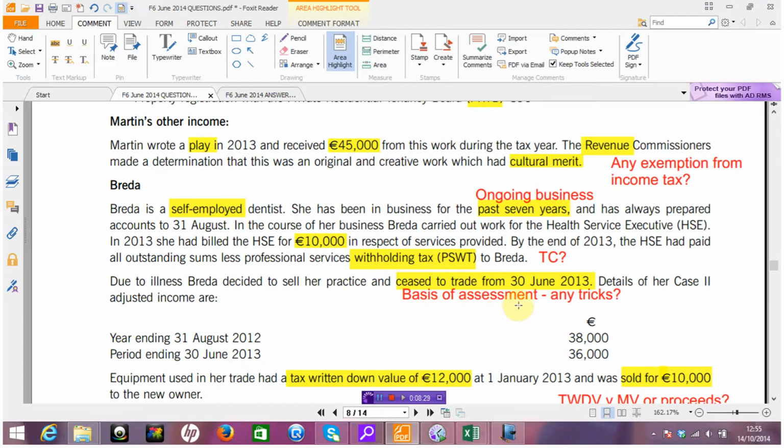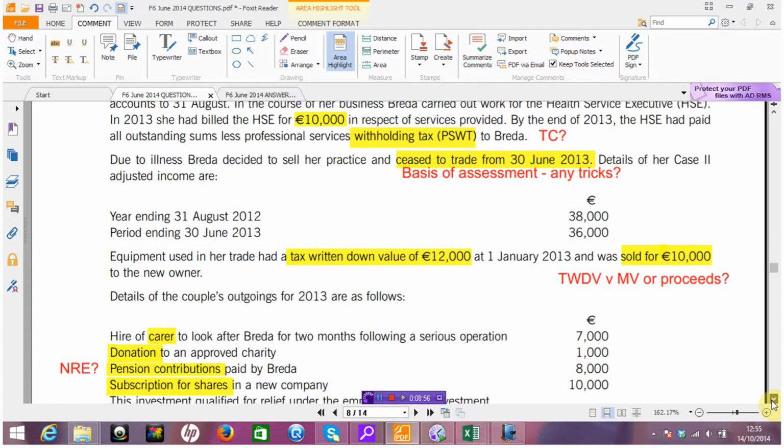So again, these bases of assessment rules for cessation have got to be at the forefront of our mind. Hopefully you'll remember that the actual basis is relevant, so 1st of January through to cessation date, but there's another trick in there, and hopefully you'll remember that from your studies in relation to the penultimate year. We're just given the basic information in relation to her trading results, and we have to cut that up really based on the base of assessment rules.